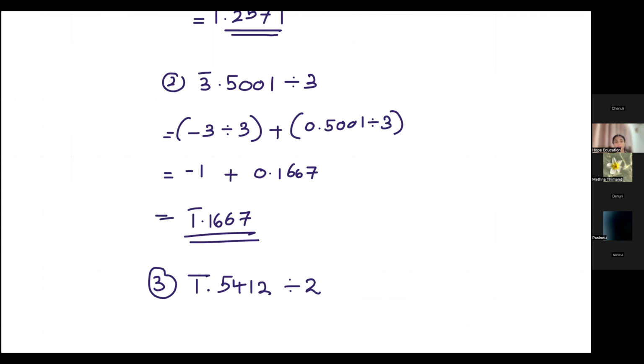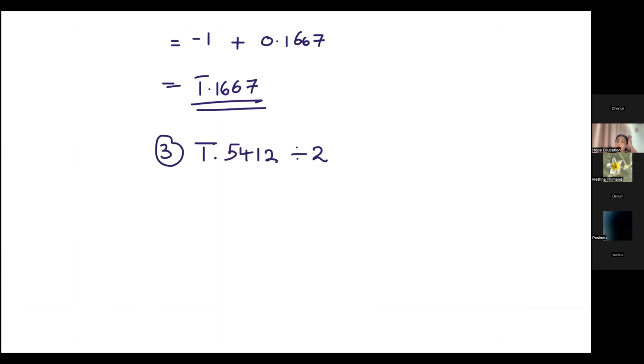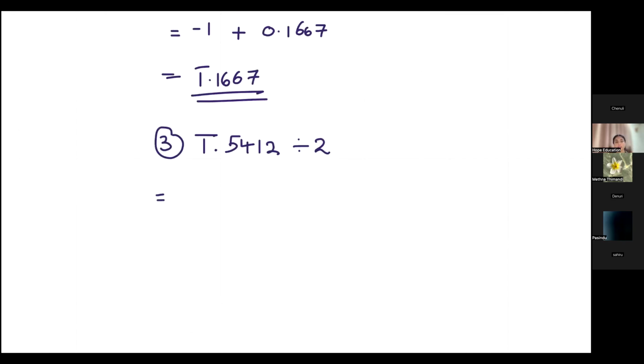Now, here we have bar 1.4512, which means minus 1 plus 0.5412. Now, we can clearly see that minus 1 is not perfectly divided by 2. Up to that point, is it clear? Because I'm going to do something different now. Up to that point, is it clear?